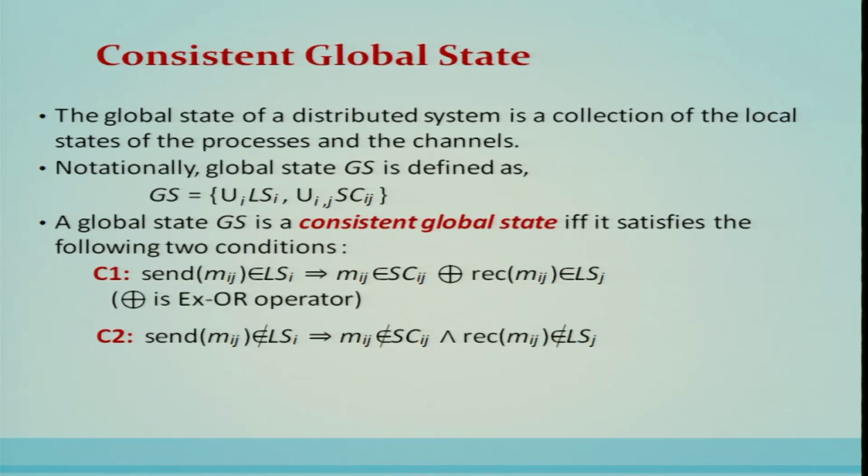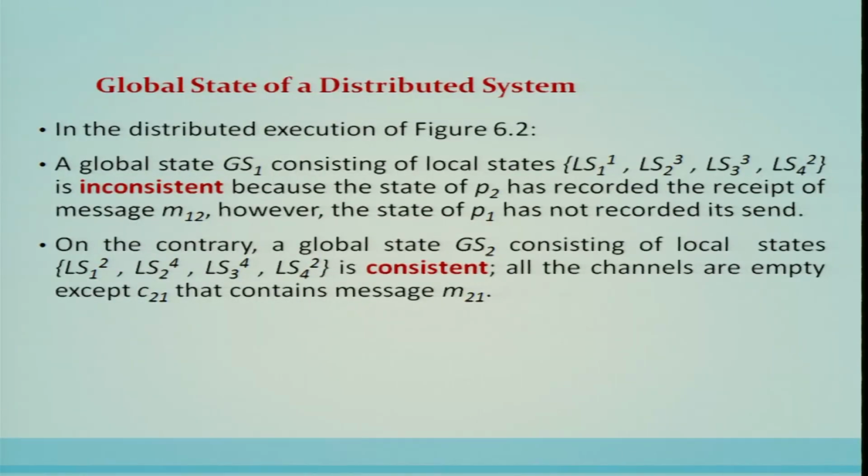So we have seen the global state definitions. The global state of a distributed system execution can be seen in figure 6.2, which is given ahead. Before that, consider the global state GS1 consisting of local states LS1 of 1, LS2 of 3, LS3 of 3, LS4 of 2. Let me explain what this means. LS1 of 1 indicates that all the events e1 up to 1 have been covered in LS1.